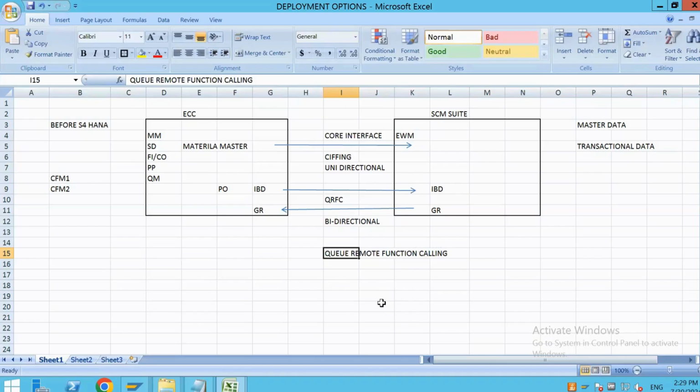So QRFC, queued remote function calling. In RFC connections, we are going to opt for QRFC. It is bidirectional, used to send the transactional data from ECC to the SCM suite, and from the SCM suite to the ECC server.